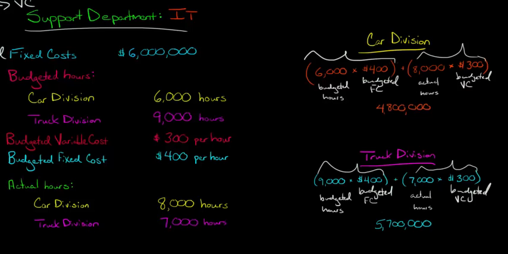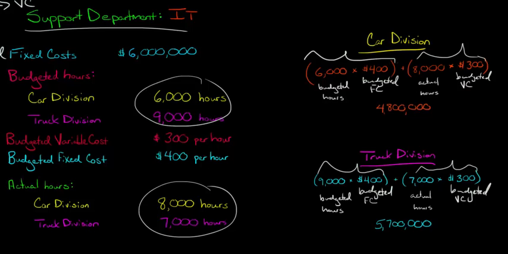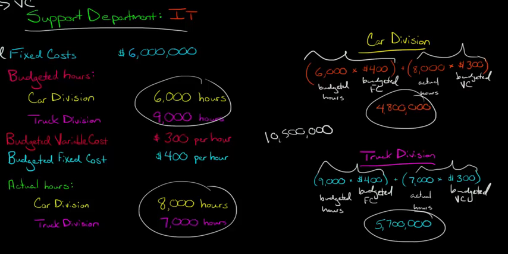Now, if you notice, I set this problem up in such a way that we had 15,000 hours budgeted and 15,000 hours actual, so that we wouldn't have any under or over applied balance that we had to worry about. A nice little way you can check that everything checks out is we have this $4.8 million allocated to the car division and $5.7 million allocated to the truck division. You add that together, that gives you $10,500,000, right? Which is the actual amount that we needed to split up when we were thinking about the IT department costs. That was the entire cost pool to start.